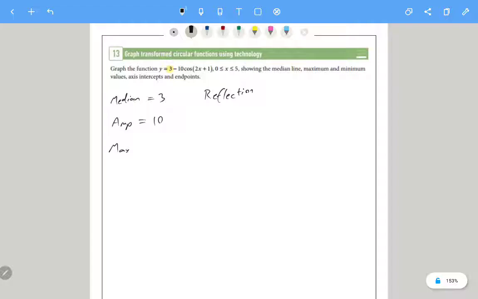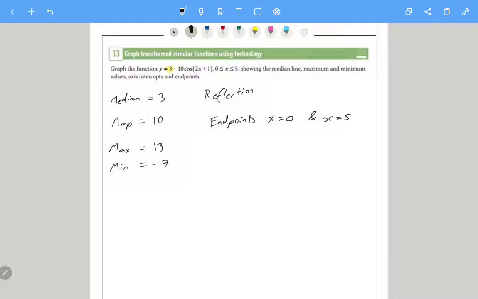That means we can work out the max and min lines quite easily. The max line is going to be 3 plus 10, 13, and the min line is going to be 3 minus 10, or negative 7. Alrighty, and so then all we're left with is axes intercepts and endpoints. Axes intercepts, that's just our x-ints and y-ints, but for our endpoints, it's going to be when x equals 0 and x equals 5.